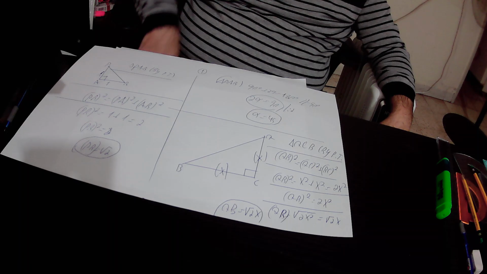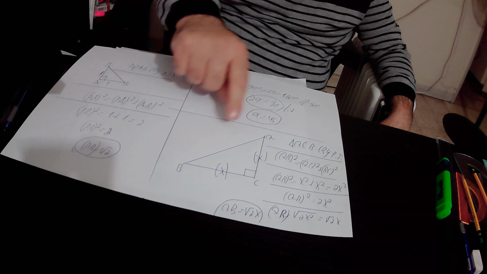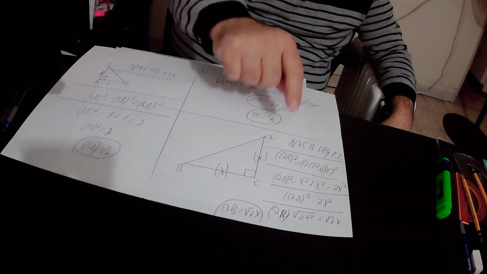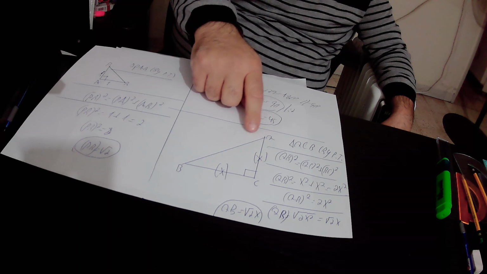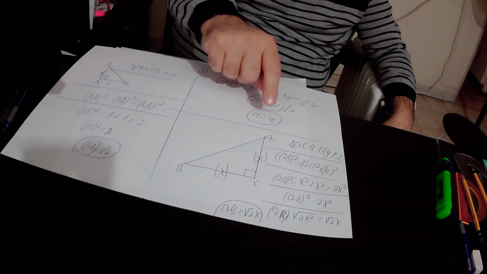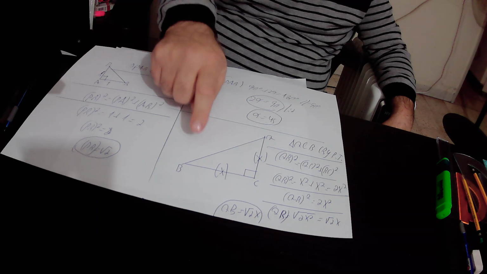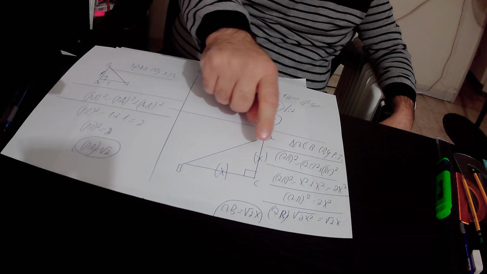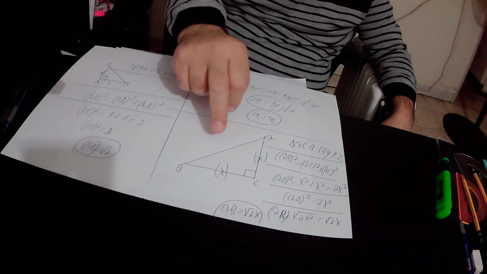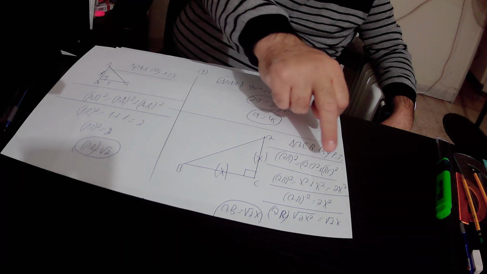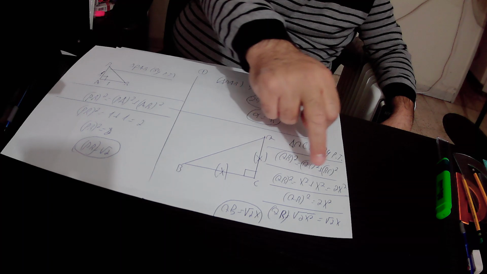According to the Pythagoras theorem, in the right triangle QBC, QB square equals QC square plus BC square. QC is x, therefore QC square is x square. BC is x, therefore BC square is x square. So the total QB square, that is the square of the hypotenuse, equals x square plus x square, that is 2x square. QB square equals 2x square.